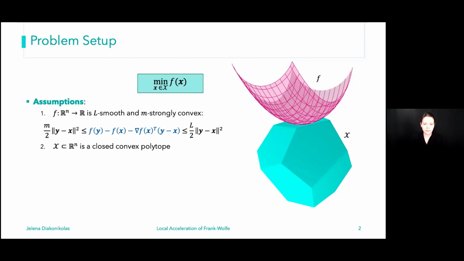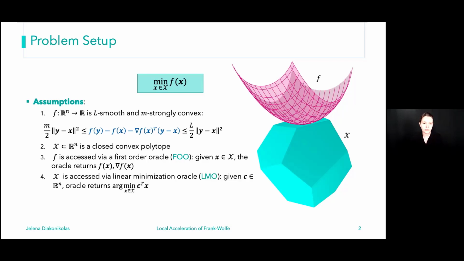And the feasible set that we look at is a closed convex polytope, which I'm sure this crowd sees a lot as the feasible set. And in the setup, we assume 2 types of access. First, the access to the objective function is via first order oracle queries. So given any point from the polytope, you can get back the function value and the gradient. And the polytope itself is accessed using a linear minimization oracle. So for any vector, you can solve a linear optimization problem over this polytope.